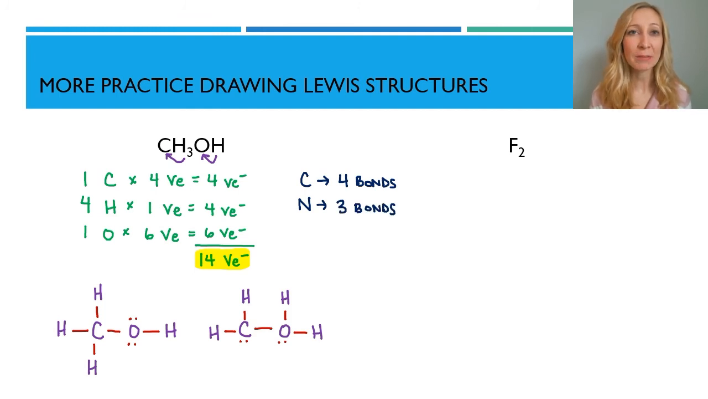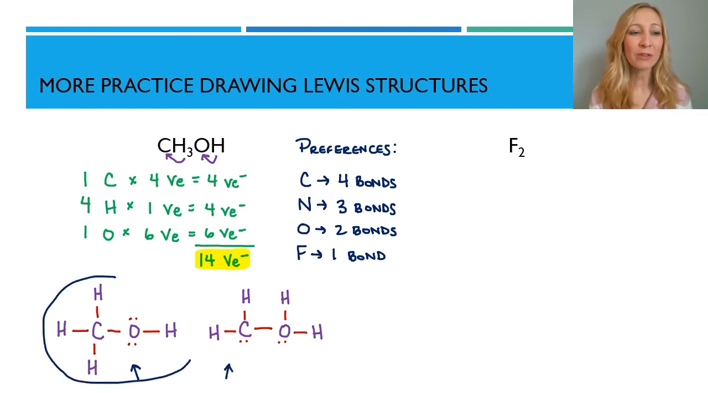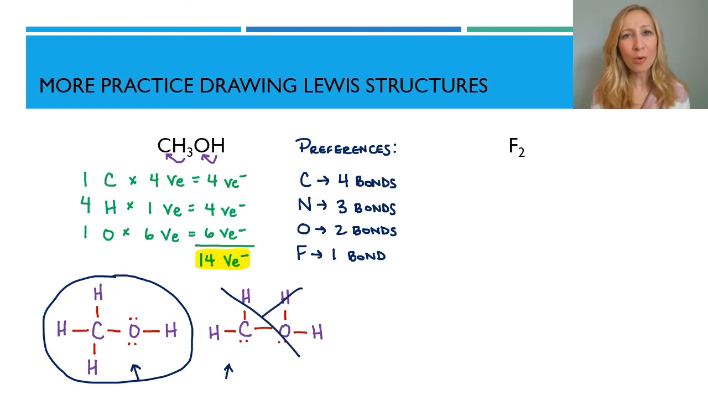Anything in the nitrogen family will ideally want to have 3 bonds. Anything in the oxygen family will want 2 bonds. And anything in the fluorine family, the halogens, will want to have 1 bond. It doesn't always happen that way, but if we're choosing between 2 different molecules, we want the one that follows these preferences over one that won't. So keep that in mind when you're drawing your molecules.